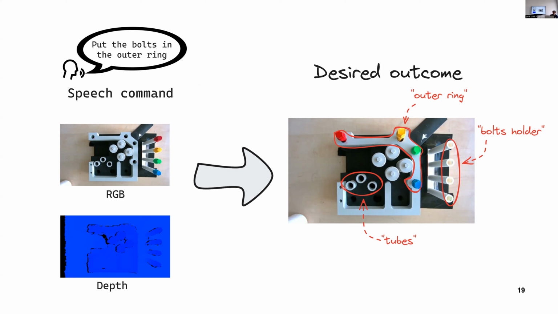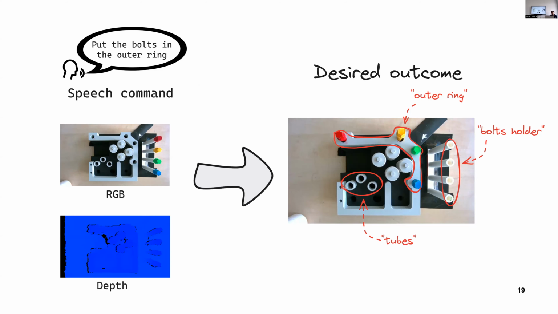So we obtain an RGB image, adapted image, and a language command, and then we have this simple diesel engine with some bolts, some tubes, and then we would like to use natural speech to execute this task.